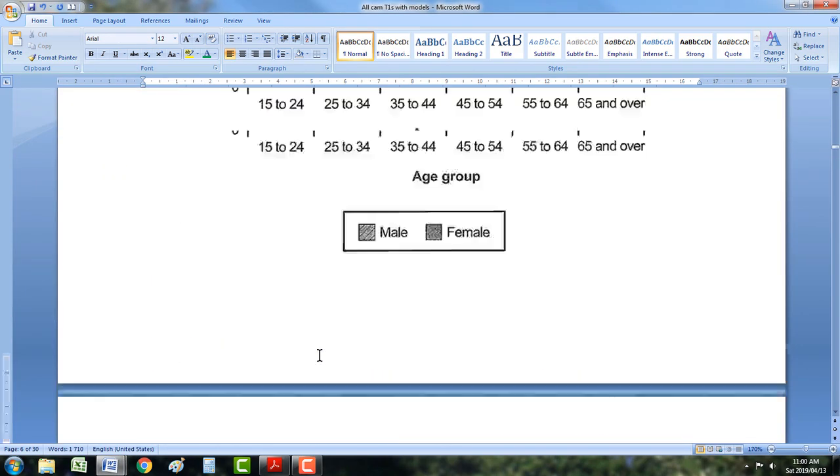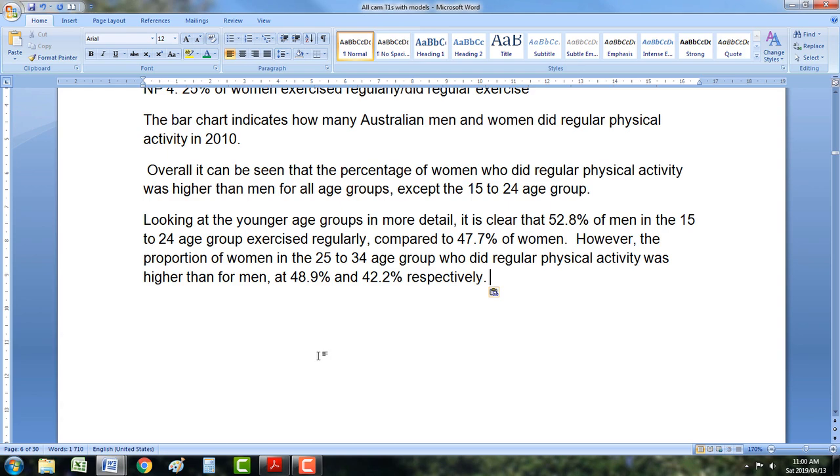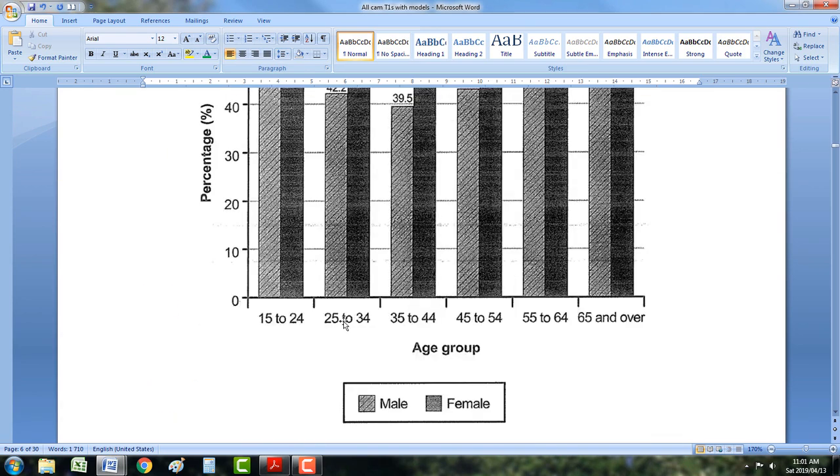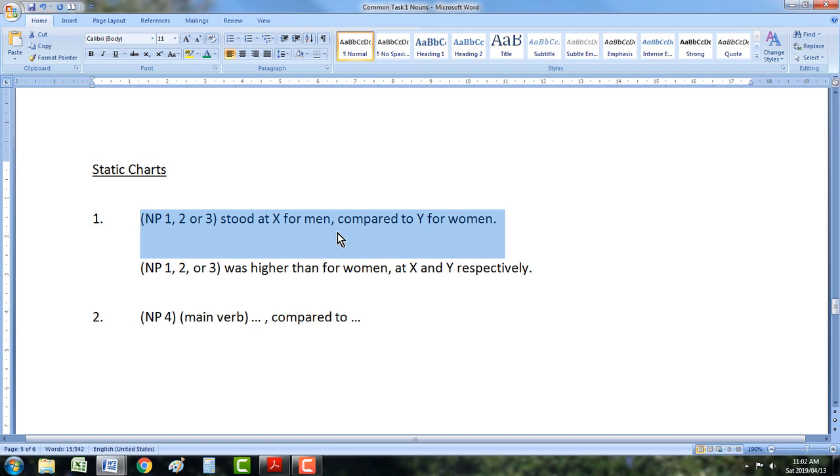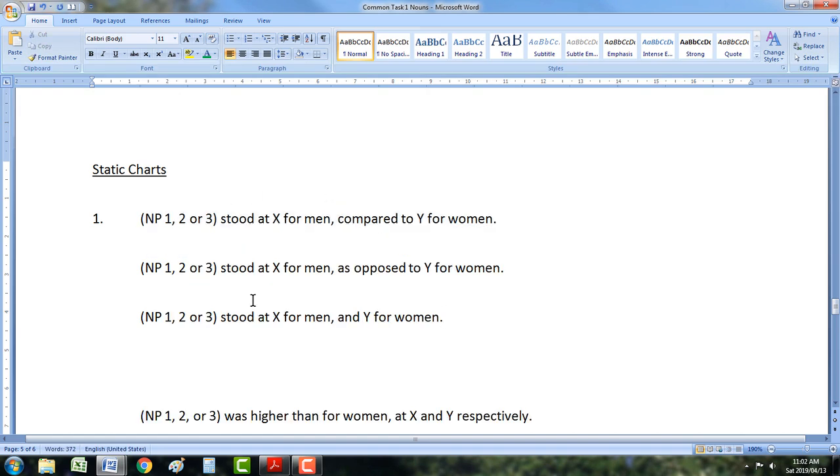Then another thing I want to show you with these statistics is your linking language includes the age group. So we will say in the 35 to 44 age group. Then we can do noun phrase 1, 2, or 3, but I want to do reference pronoun. And I'm going to use this one. But remember I said you can say compared to, you can say as opposed to, you can actually also just say and. Stood at X for men and Y for women. Let me just show you those 3. Same structure, compared to, as opposed to, and. Just gives you a bit of variation, so let's use this one.